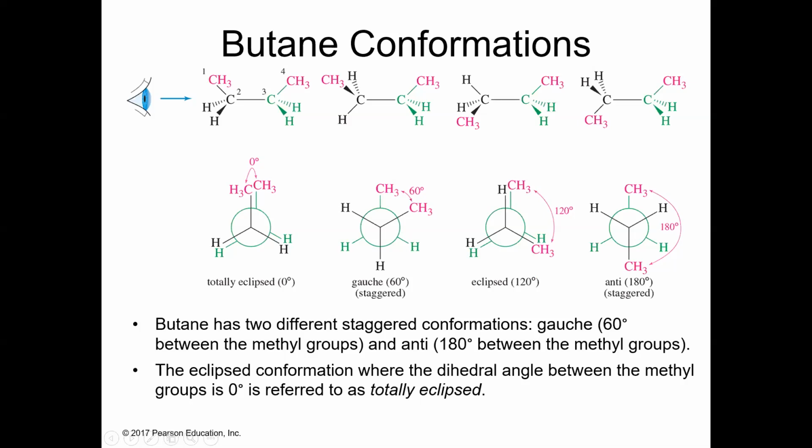With butane, we have a couple more conformations. With butane, we sight along the bond between 2 and 3. So these are the perspective drawings. And these are the Newman projections where we rotate that molecule 90 degrees. So we're looking straight along this 2-3 bond.